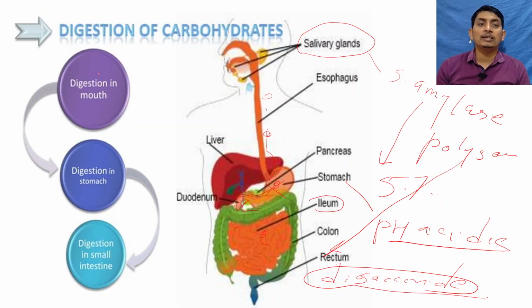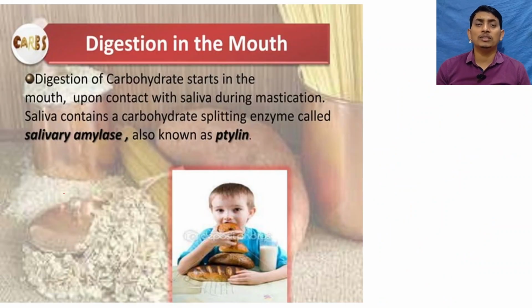So you can see digestion first happening in the mouth, then digestion in the stomach. Mainly hydrochloric acid is not helping digestion, but it hydrolyzes the carbohydrate, and digestion in the small intestine is mainly completed. Okay, moving to the next slide, the digestion of carbohydrate starts in the mouth upon contact with saliva during mastication. So what is the meaning of mastication? Mastication means the process of chewing up food with the help of teeth, mixing with saliva. So that is called mastication.